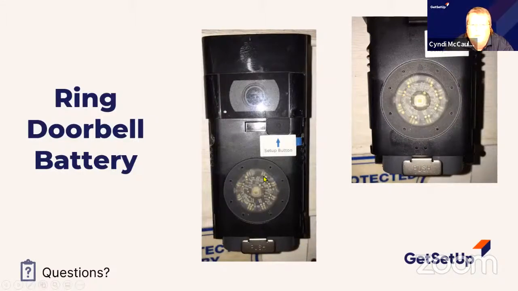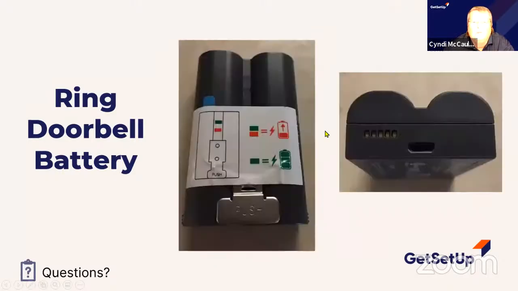And then this is basically the innards, or the insides, of the Ring Video Doorbell. This is kind of a close-up. This is your battery down here at the bottom, and this is a close-up of it. You just push this little silver bar in, and the battery just drops right out. So this is what your battery looks like right here. And then you just put it right back in and it clicks right back into place.